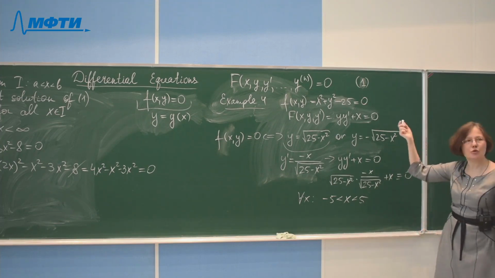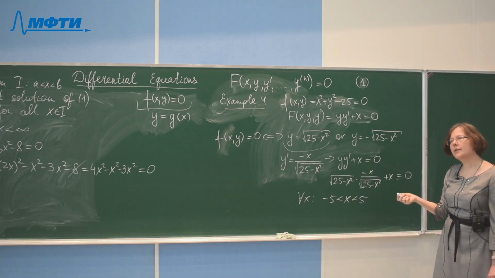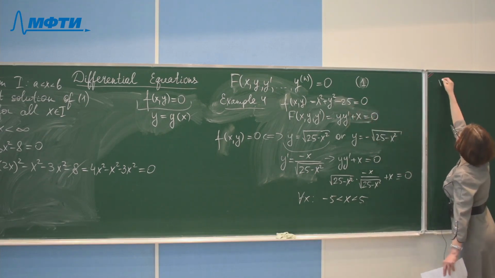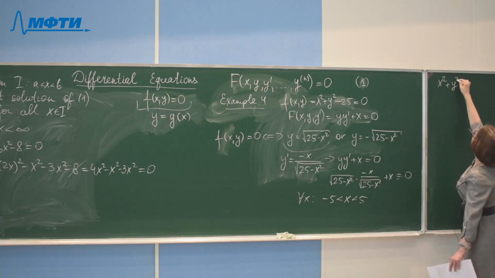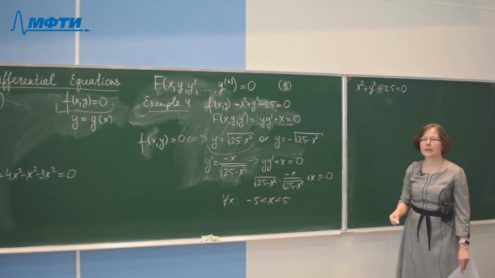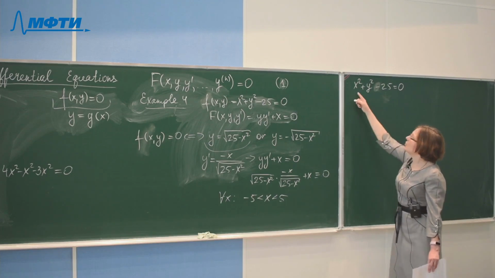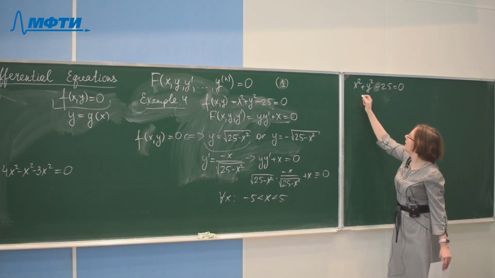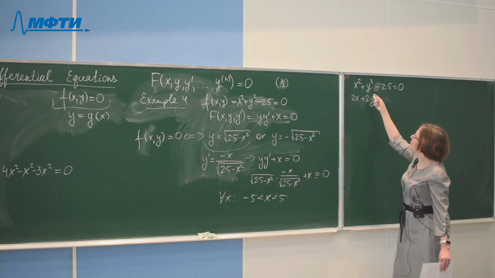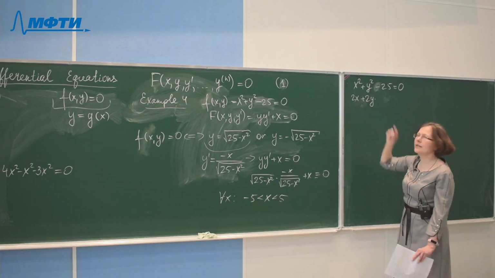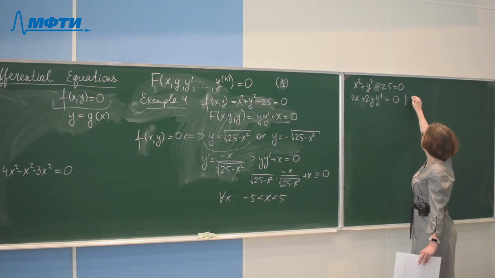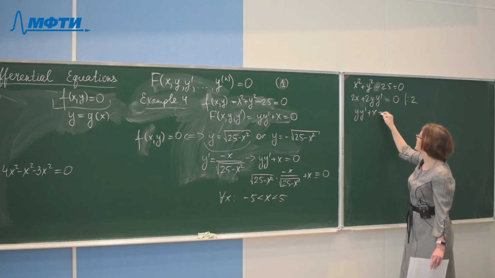But sometimes it is difficult to solve this equation. How should we proceed if we can't solve? We may try implicit differentiation. Using this example, x squared plus y squared minus 25 equals 0. Let's find the derivative of y using implicit differentiation. We differentiate with respect to x, so the derivative of x squared is 2x, and the derivative of y squared is 2y. This is a composite function, so we use the chain rule to differentiate y squared: 2y multiplied by the derivative of y equals 0. And if we divide by 2y, we get the following: y prime plus x equals 0.